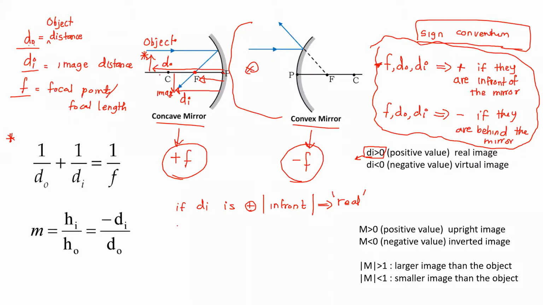real image. If your DI is negative, that means it is behind the mirror. That means it is a virtual image. Okay. So looking at the sign of your DI, image distance, you can tell whether it's a real image or a virtual image. Good, right? This is useful.